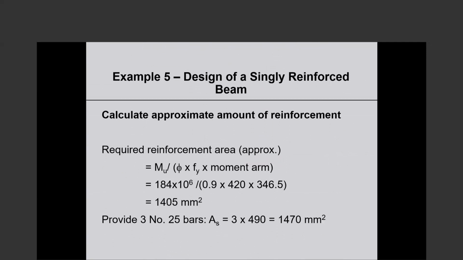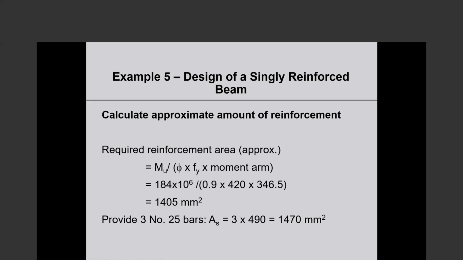Then the required reinforcement area is going to be M sub U of 184 kilonewton meters divided by phi of 0.9, F sub Y of 420 MPa, moment arm of 346.5 millimeters. That gives us 1405 square millimeters. So if the lever arm is 90% of effective depth, then we need 1405 square millimeters of reinforcement.